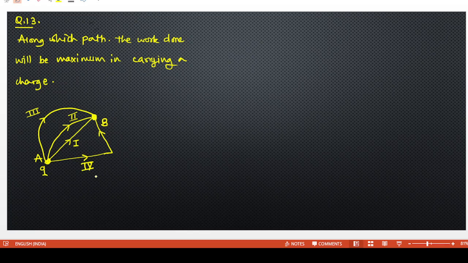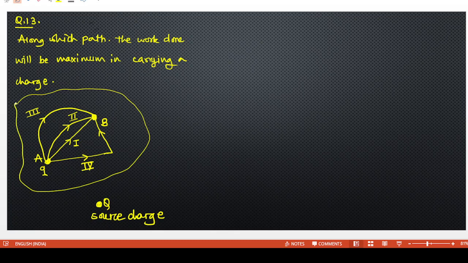Now this is to be done in the presence of some another charge. So you can take this another charge as source charge. This is our source charge. This source charge will produce in this region its own electric field. So you can call this as region of electric field.